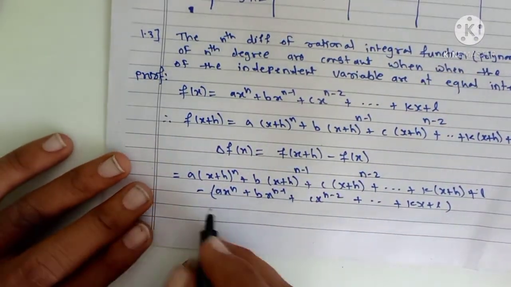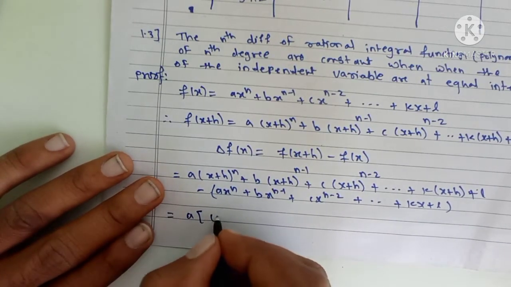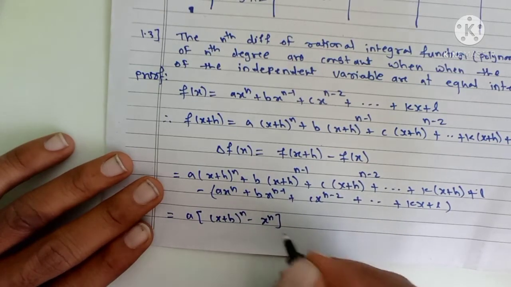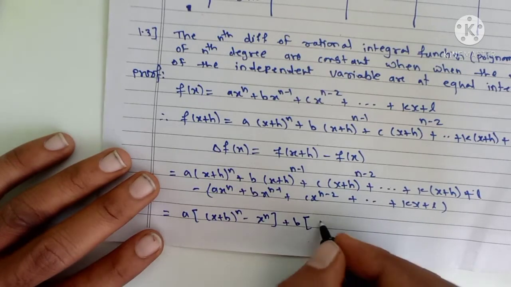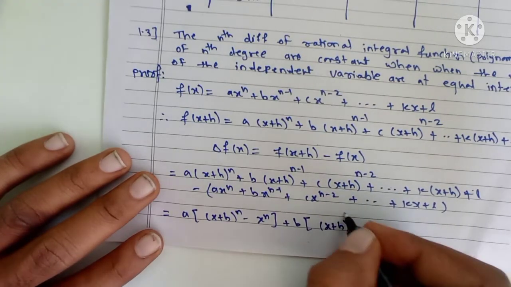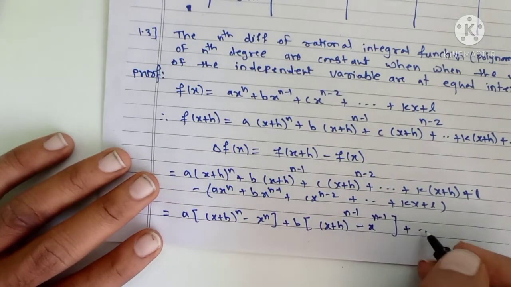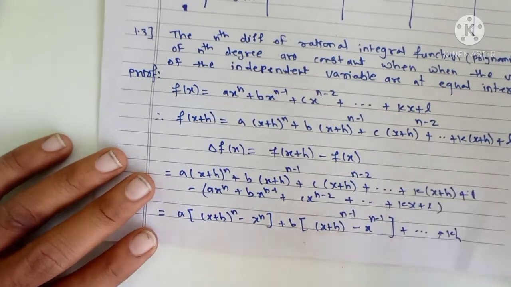Now when we do the calculations of this, then it will be equal to a times x plus h raised to n minus x raised to n, plus b times x plus h raised to n minus 1 minus x raised to n minus 1, and so on, plus kh.